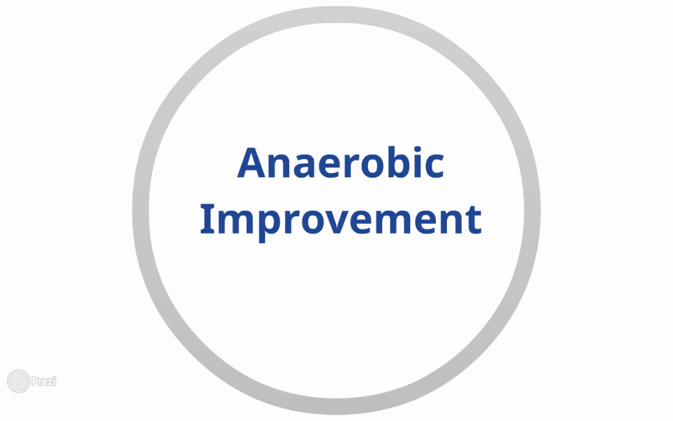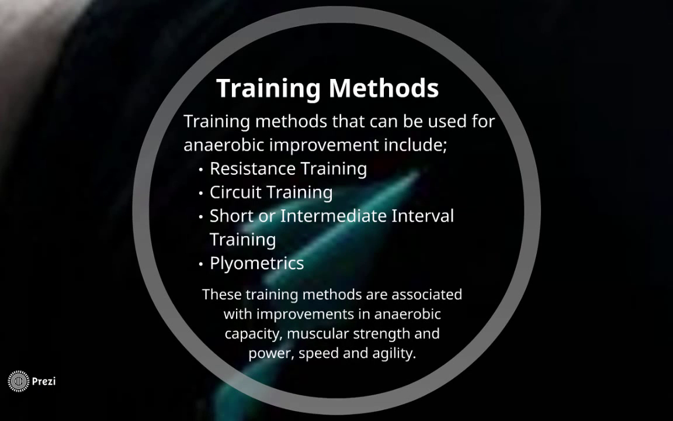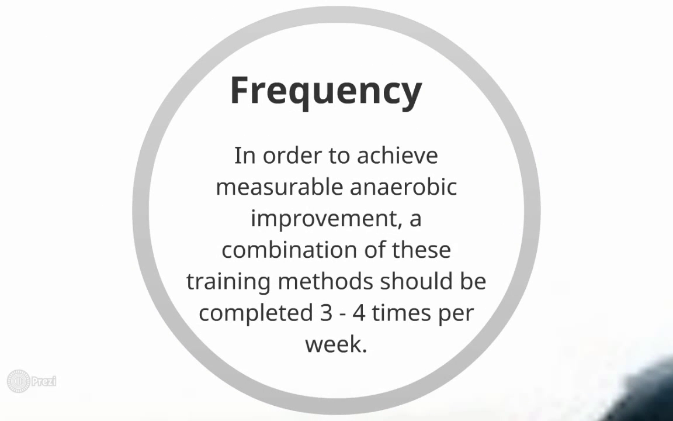If we talk about anaerobic improvement, the training methods are quite different. We might be using resistance training, circuit training again could be used, short or intermediate interval training, and plyometrics. And they're associated with improvements in anaerobic capacity, muscular strength, muscular power, speed, and agility. We need to train 3 to 4 times per week in order to achieve measurable improvement.